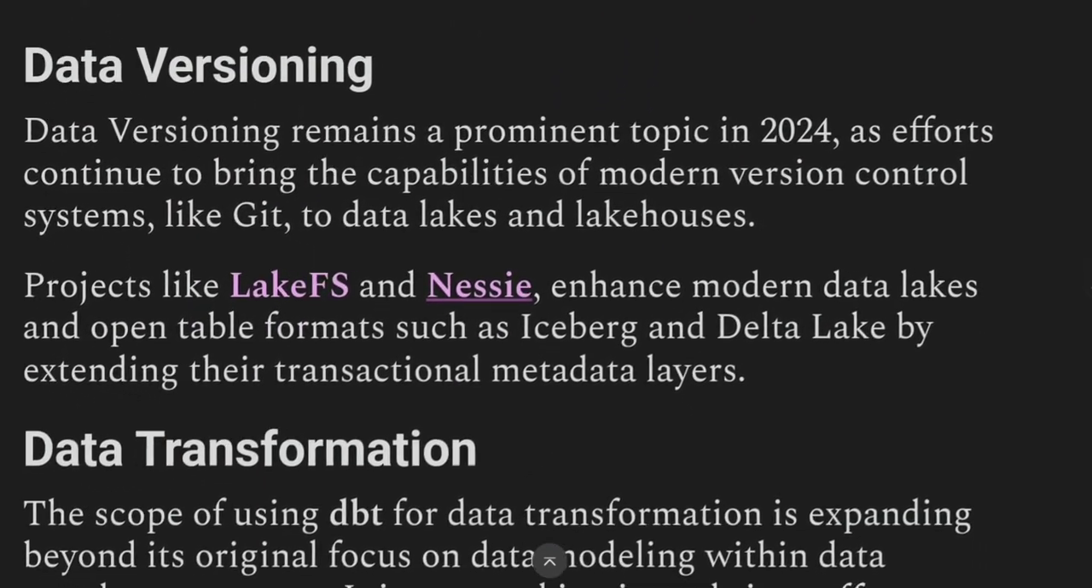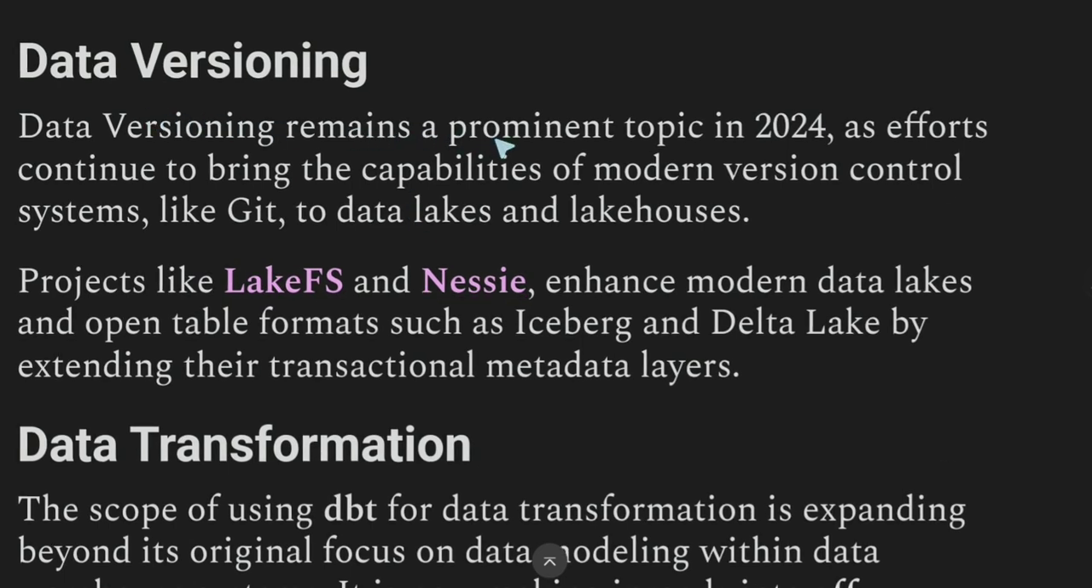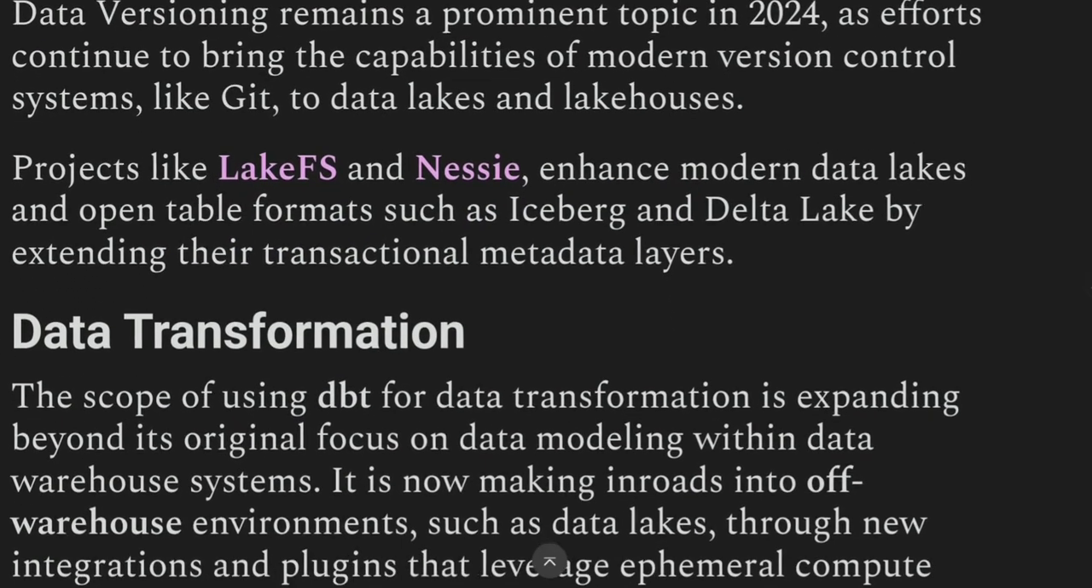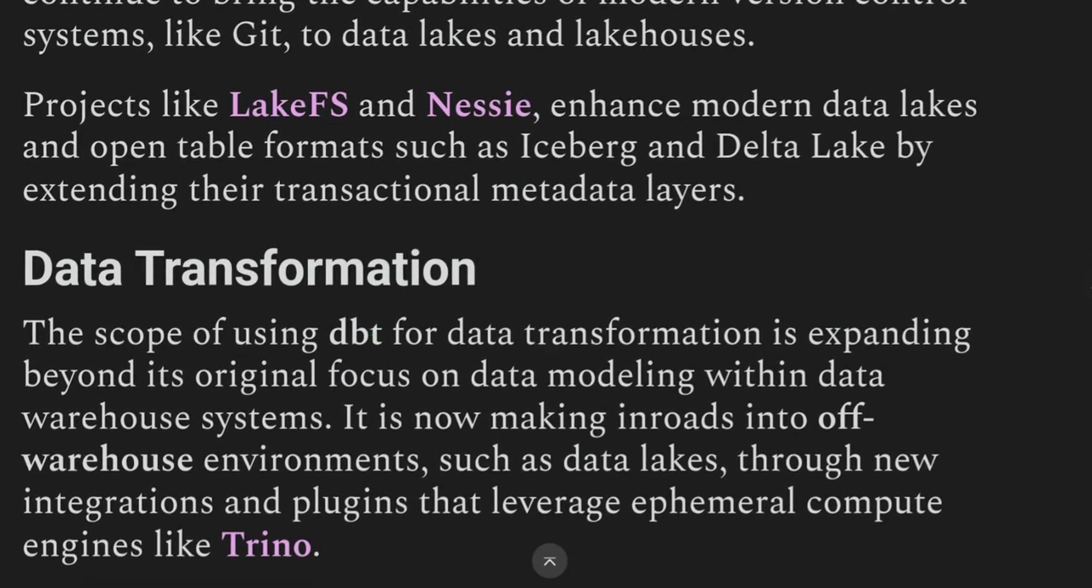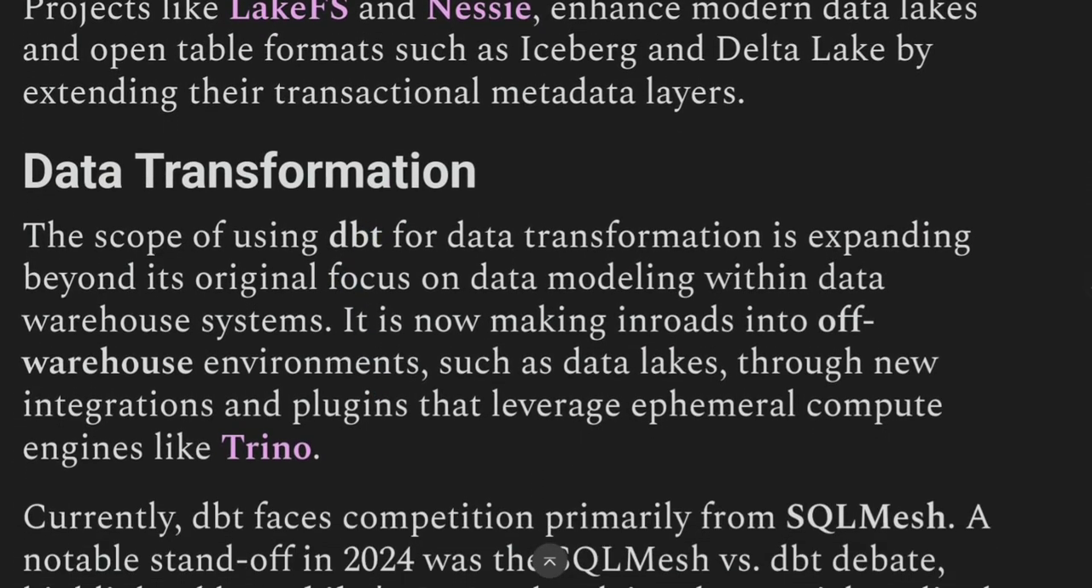Data versioning. Data versioning remains a prominent topic in 2024 as efforts continue to bring the capabilities of modern version control systems like Git to data lakes and lakehouses. Projects like LakeFS and Nessie enhance modern data lake table formats, Iceberg and Delta Lake, by extending their transactional metadata layers.